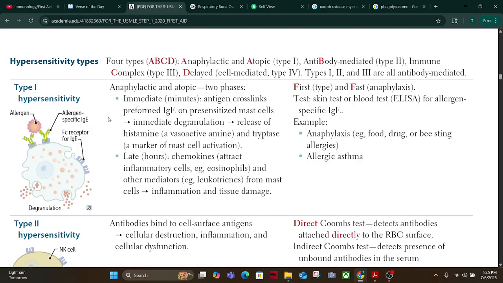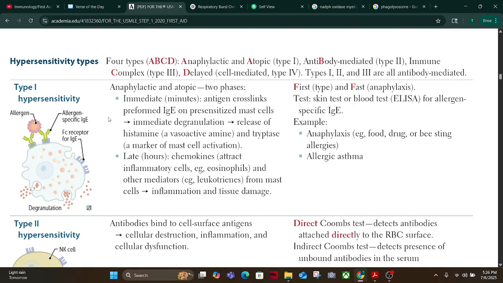Type 1 hypersensitivity, anaphylactic and atopic. There are 2 phases. The immediate phase happens in minutes. Antigen crosslinks pre-formed IgE on pre-sensitized mast cells, and this leads to immediate degranulation, which leads to release of histamine, a vasoactive amine, and tryptase, a marker of mast cell activation.